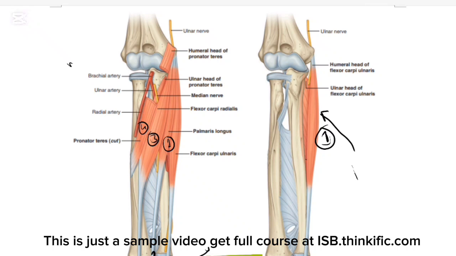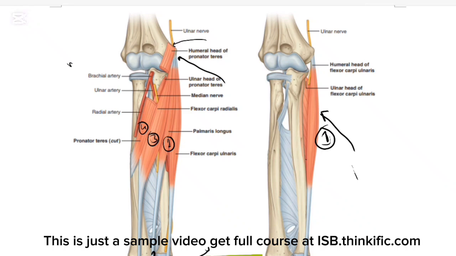The majority of them either completely or partly originate from the medial epicondyle of the humerus, right? The exception is that the humeral head of the pronator teres additionally originates from the medial supraepicondylar ridge, and also from the medial epicondyle. And its deep head comes from the medial aspect of the coronoid process of the ulna.